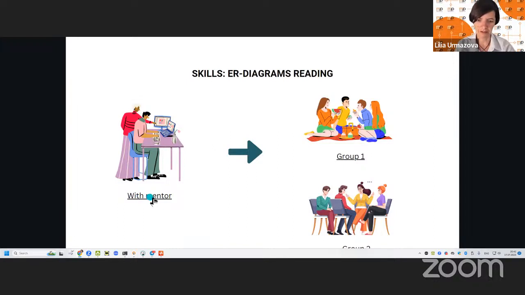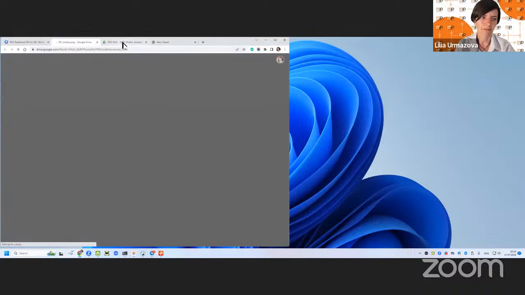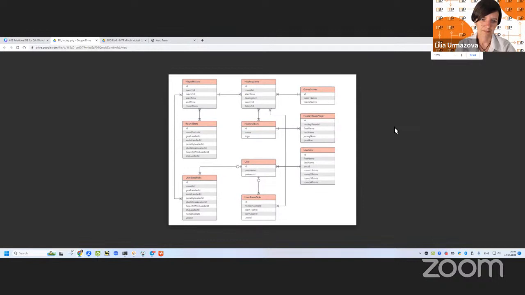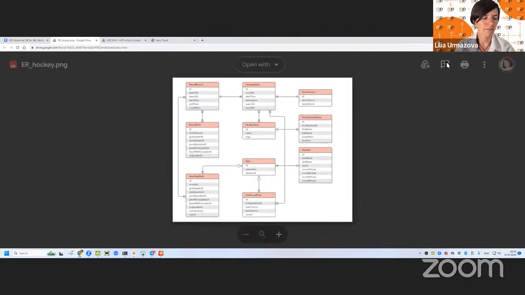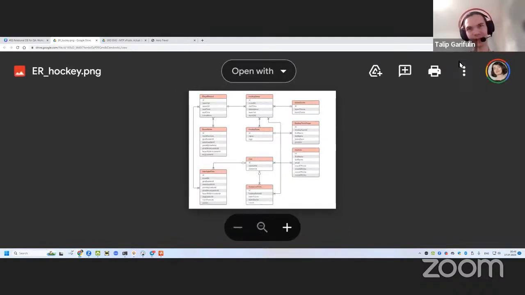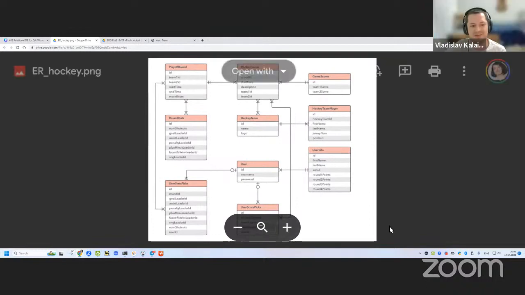And let's start from the first one. Is it visible? Not at all. I wouldn't say so. No. Yeah, it's better. A little bit better. Okay.